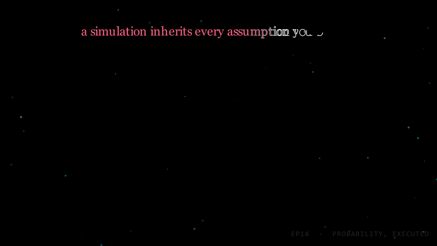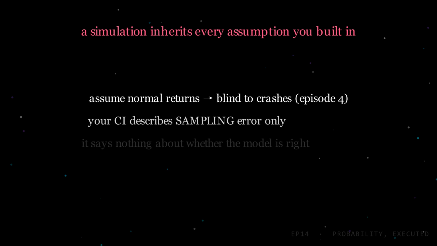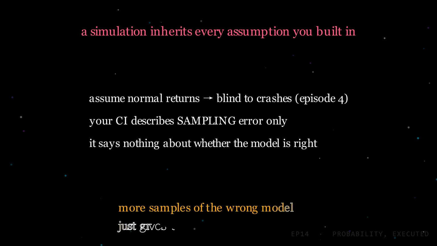The honest caveat: a simulation inherits every assumption you built into it, and it presents them back to you as a confident number. Assume returns are normal and your risk model will be blind to crashes, exactly as we saw in episode 4. Your confidence interval describes sampling error only. It says absolutely nothing about whether your model of the world is right. That's the failure mode behind most famous risk disasters, and no amount of extra samples fixes it, because running the wrong model more times just gives you a more precise wrong answer.